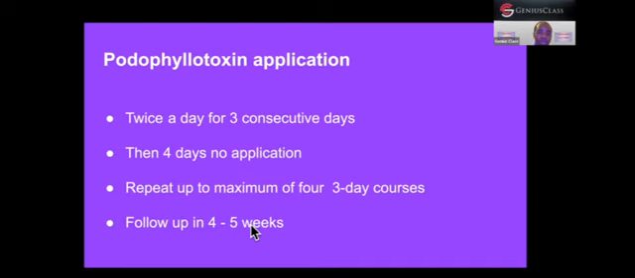So offer a podophyllotoxin cream, to apply twice a day for 3 consecutive days, then take a 4 day break, and then repeat the process until you complete about 4 courses. So we're going to arrange a follow-up in about a month's time after she has completed the 4 courses.